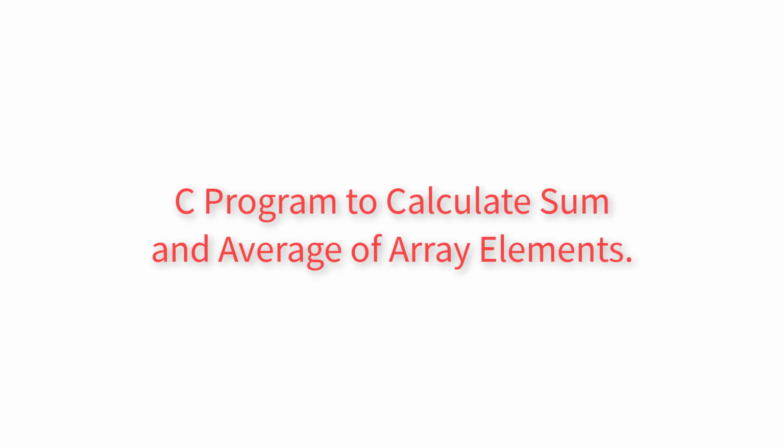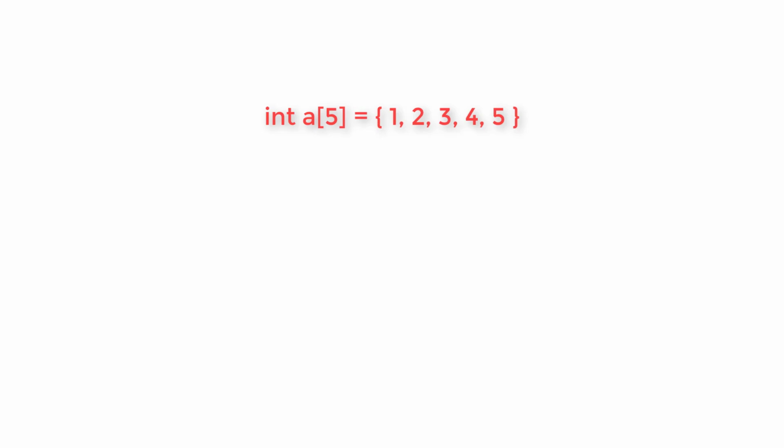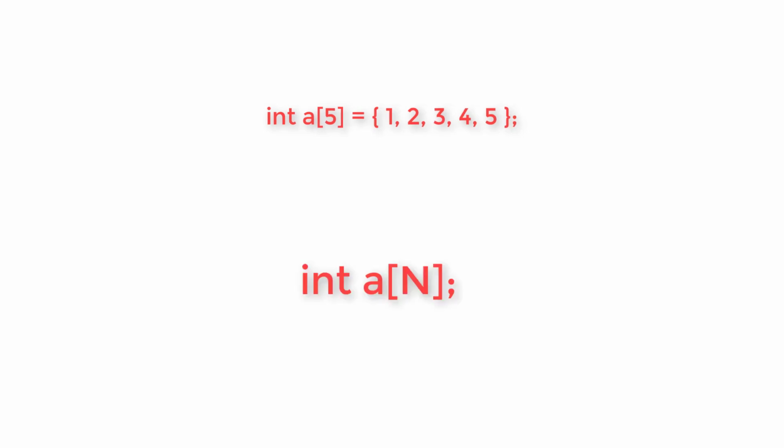Let's write a C program to calculate sum and average of array elements. We will be writing code for both pre-initialized array elements and for user-entered array elements. So please watch this video till the end without fail.